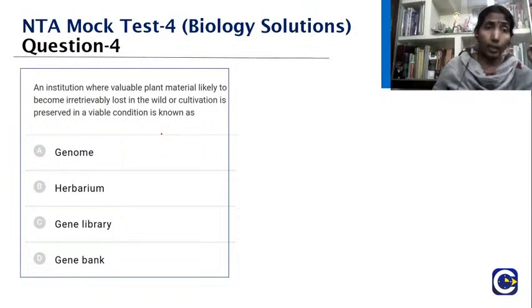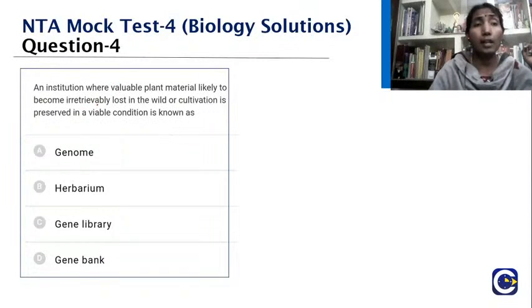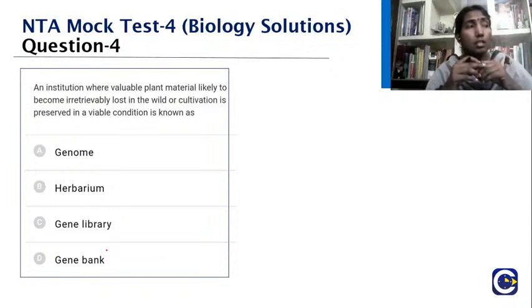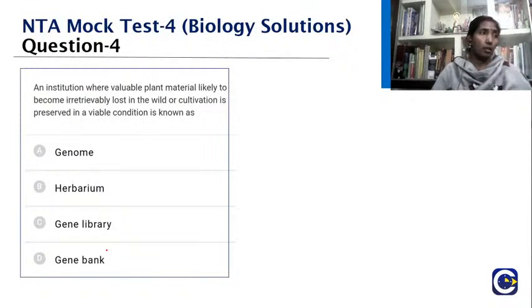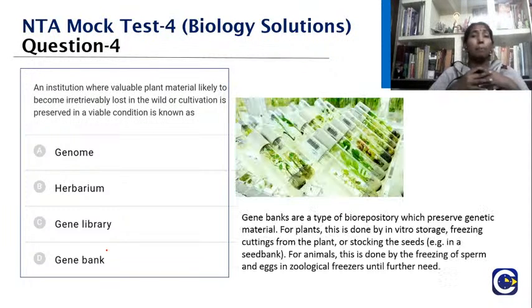An institution where valuable plant material likely to become irretrievably lost in the wild or cultivation is preserved in a viable condition is known as: genome, herbarium, gene library, or gene bank. So when you look into this concept, we should know, those valuable plant materials, where are we going to keep them safe? As we keep valuables safe in banks and lockers, in the same way we have what are called gene banks.